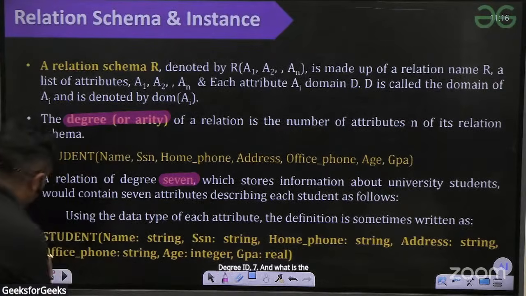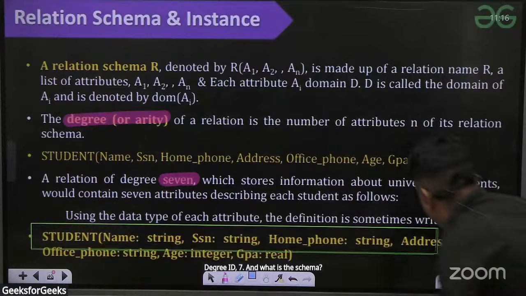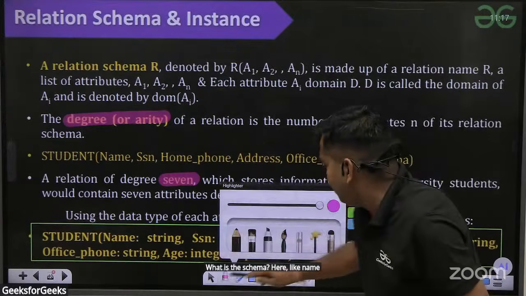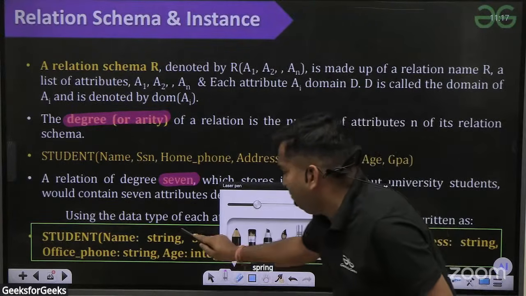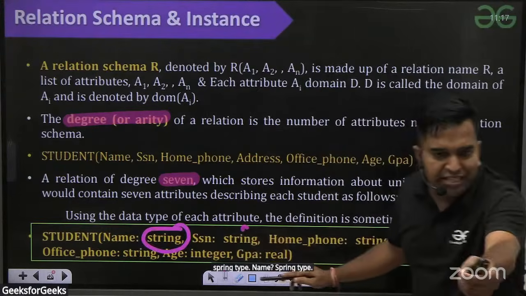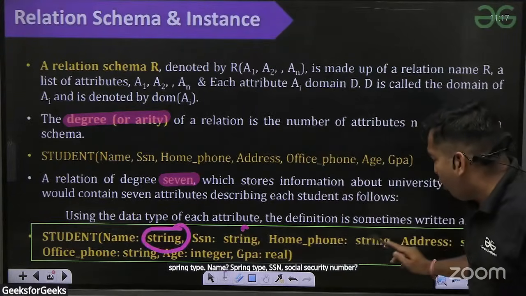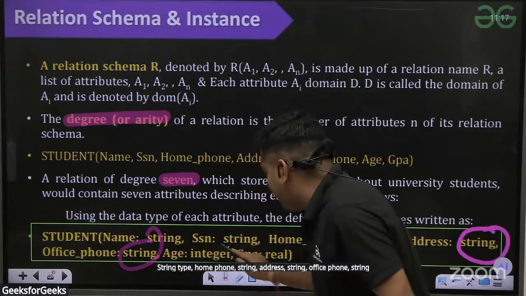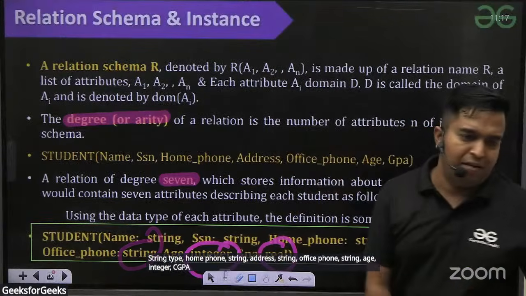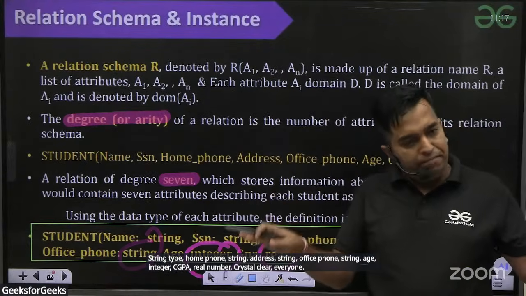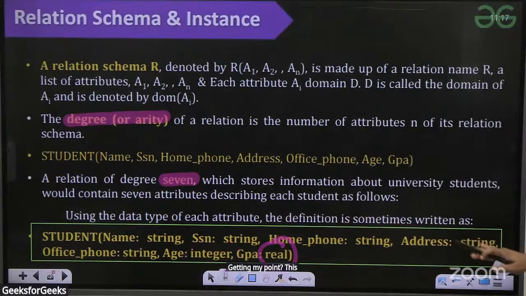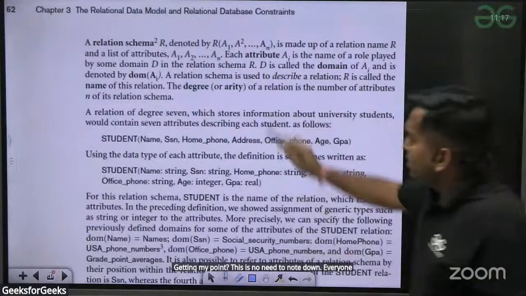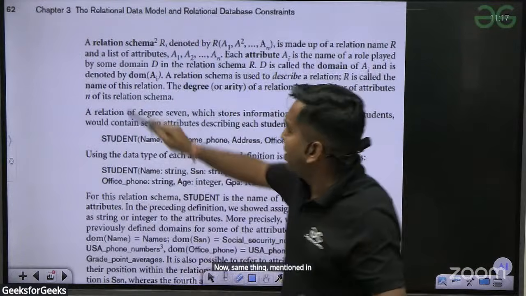And what is the schema? Here, name is string type. SSN, social security number, string type. Home phone, string. Address, string. Office phone, string. Age, integer. CGPA, real number. Crystal clear, everyone? Getting my point? There is no need to note this down. Whatever is needed, I will tell you up to here. Clear? Now the same thing is mentioned in the standard book, chapter number 3.